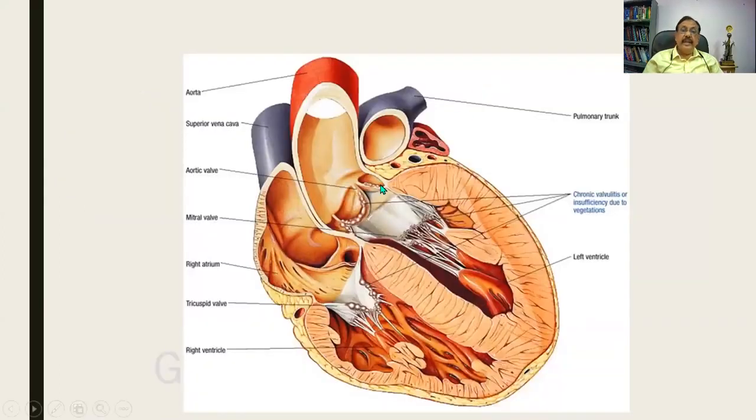A picture of the heart again showing beaded vegetations. And if you observe carefully, they extend on to the papillary muscles. The papillary muscles also. And later on, when there is a lot of fibrosis and all, shortening can be there, leading to a deformity. So beaded vegetations.